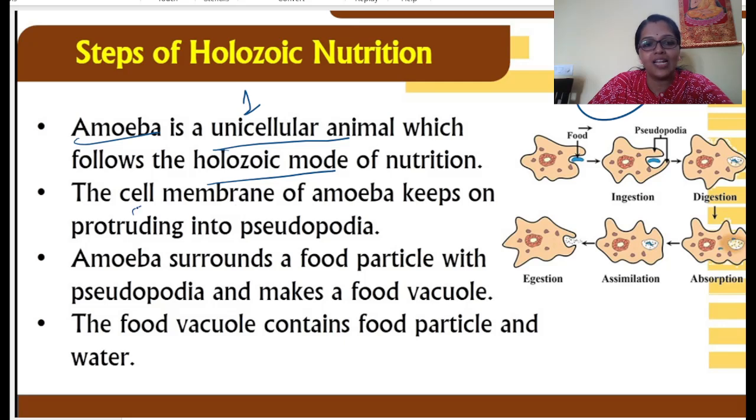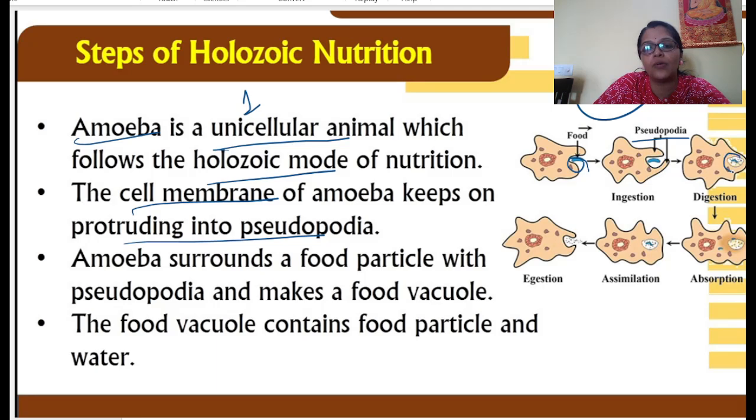How? The cell membrane of amoeba keeps protruding into pseudopodia. Here you can see food is there. The amoeba has a flexible outer membrane, so like an elastic, it can change shape. The outer membrane which protrudes out is called pseudopodia. The pseudopodia engulfs the blue colored food inside the body. And once it is engulfed, what will happen?